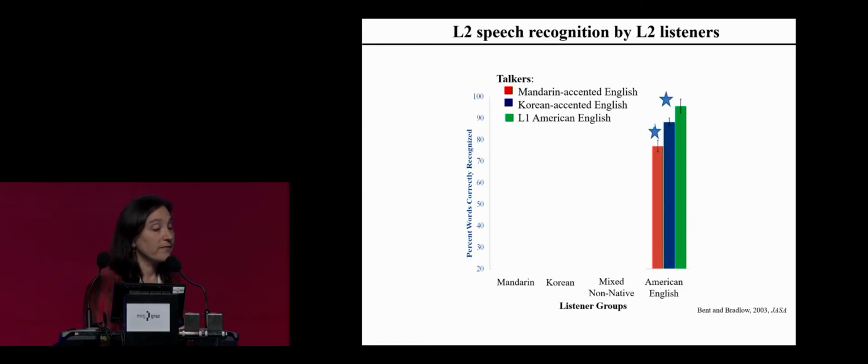So first, of course, let's have a look at what the native listeners do. And of course, the native listeners do best on the native talker. That's the green bar. They do better on the native talker than they do on either of the foreign accented speakers.